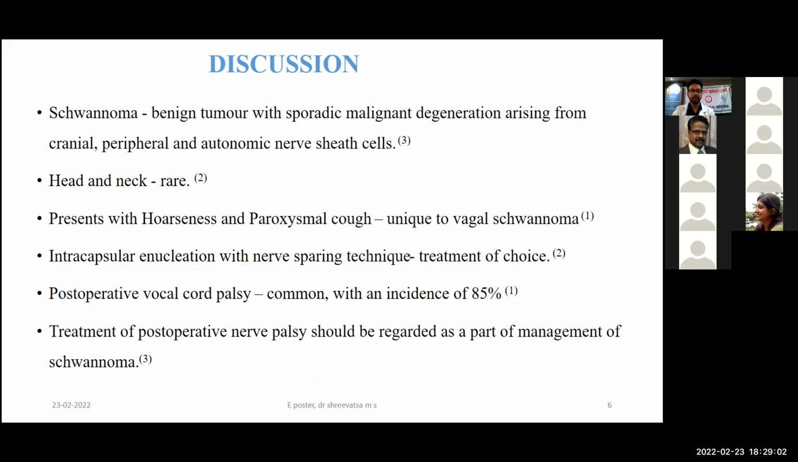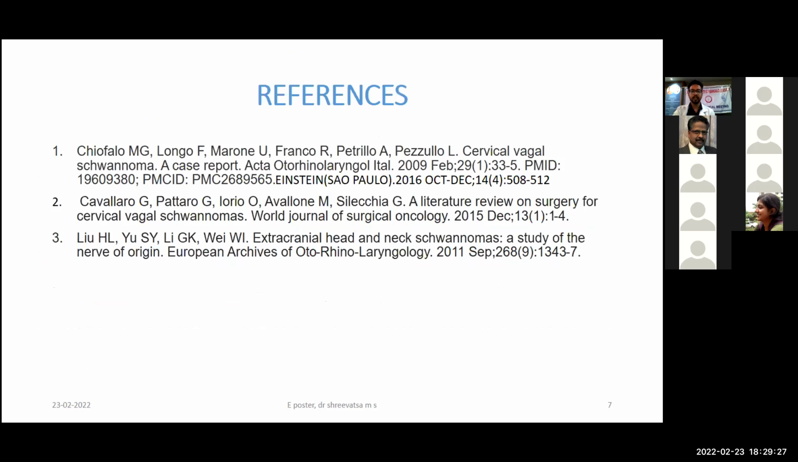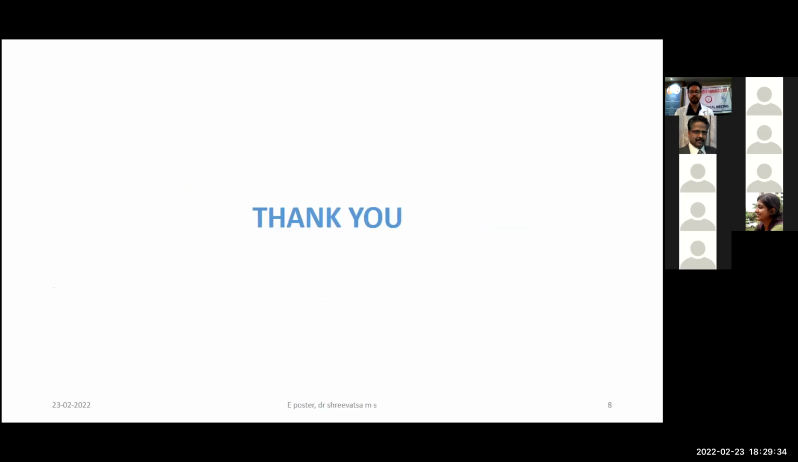Usually patients present with hoarseness and paroxysmal cough on palpation or during the FNA, which is unique to vagal schwannomas. Intracapsular enucleation with nerve sparing technique is the treatment of choice. Post-operatively, vocal cord palsy is the most common complication, with an incidence of 85%. Treatment of post-operative nerve palsy should be regarded as a part of management of schwannoma. Thank you. The poster is open for discussion.